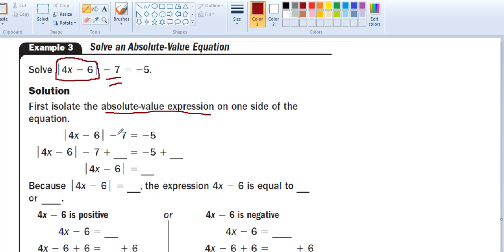By doing that, we're going to add 7 to each side. Add 7 to each side. That makes these go away. And you're left with that absolute value expression right there. Okay? Negative 5 plus 7 is 2. Okay. Now that looks a little bit more like example 2.